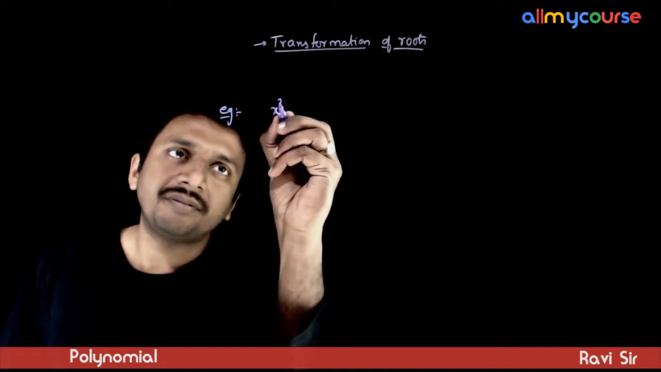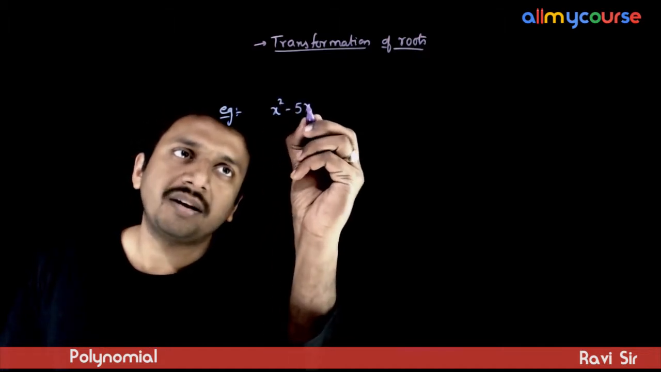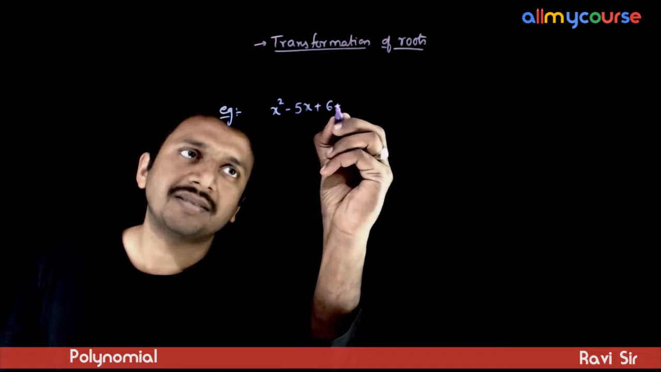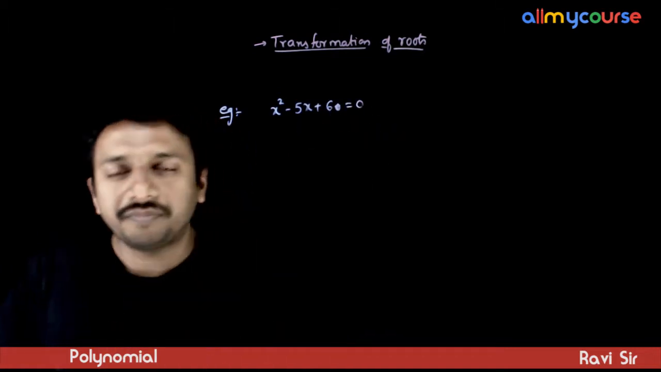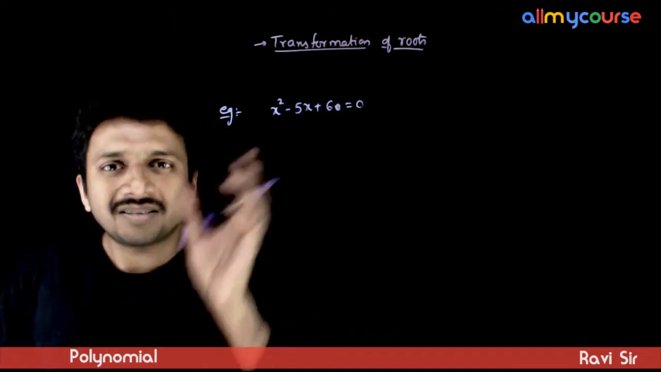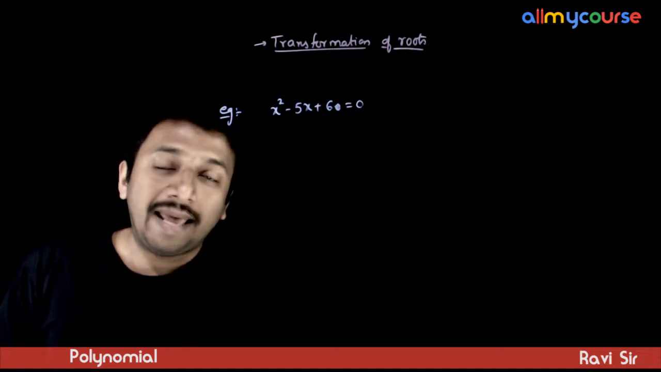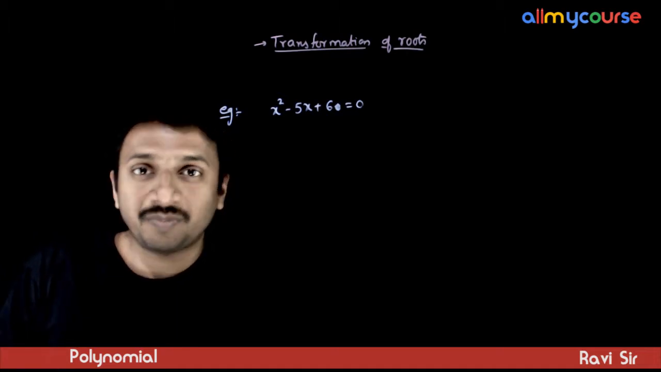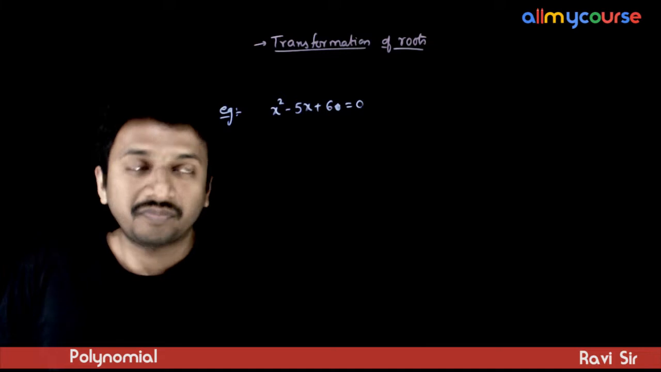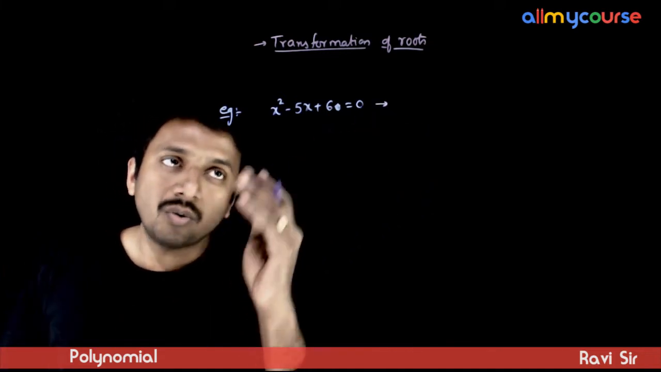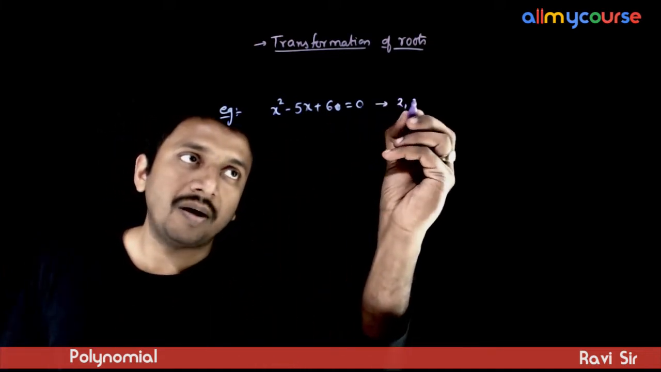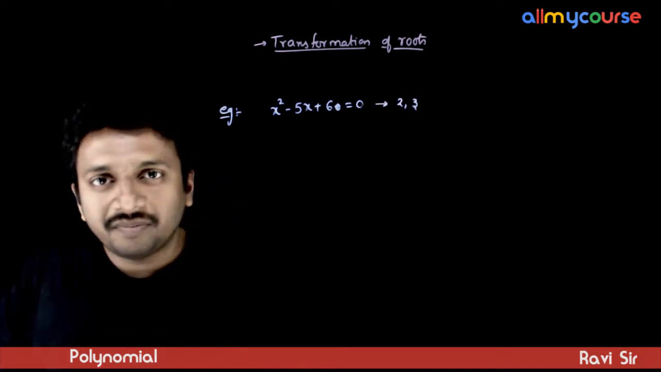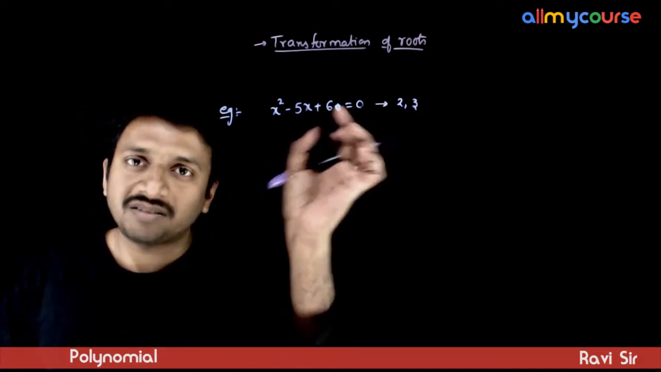So if you have an equation x square minus 5x plus 6 is equal to 0. Let us take a very simple quadratic equation. The roots of this equation, as we know, are 2 and 3, because this is x minus 2 into x minus 3 is equal to 0.